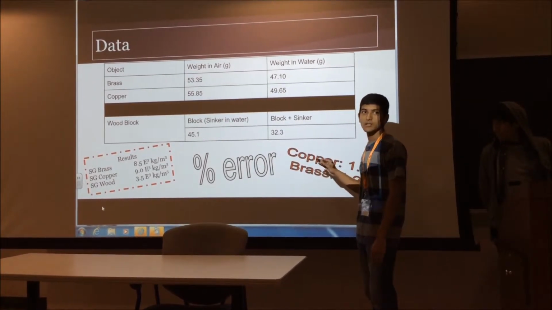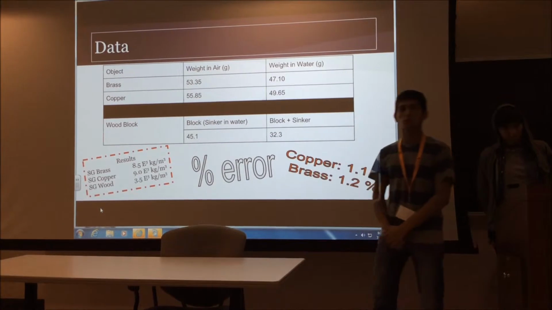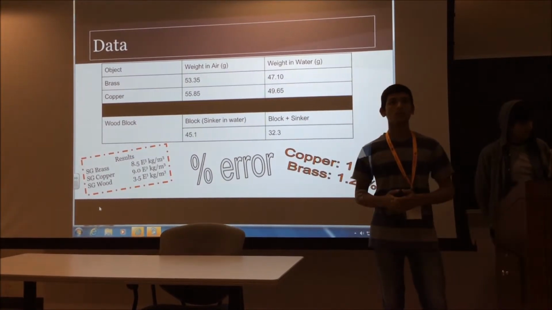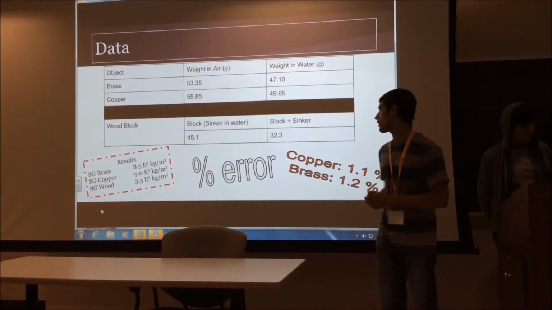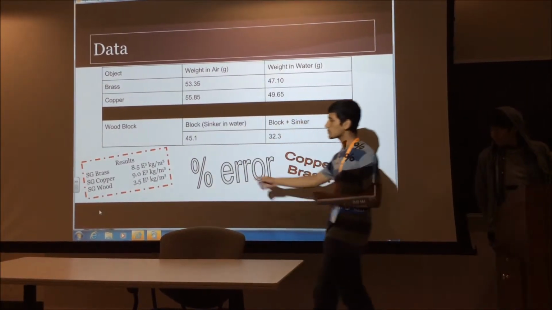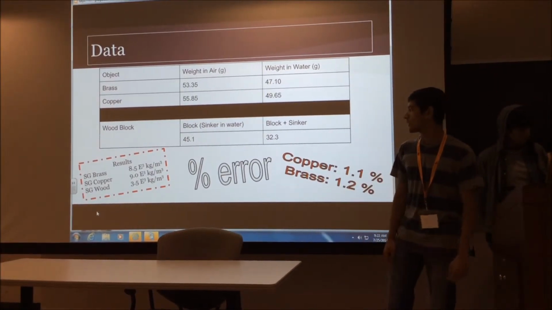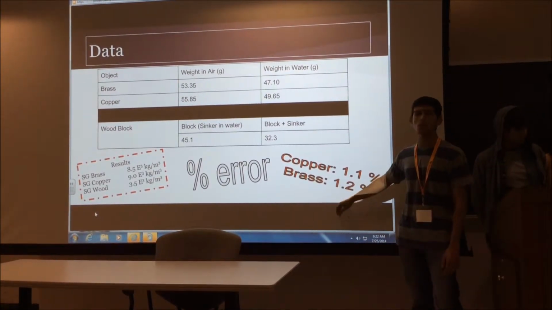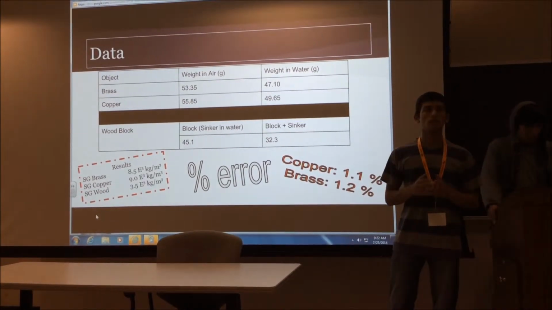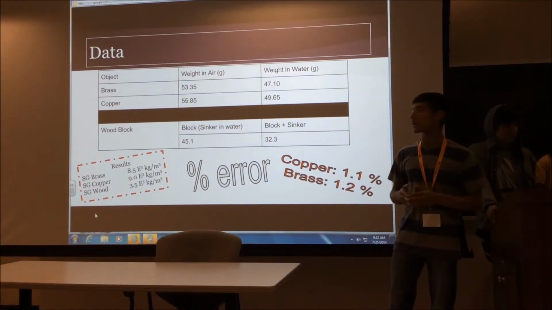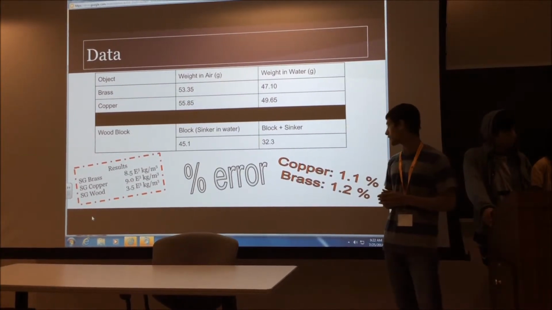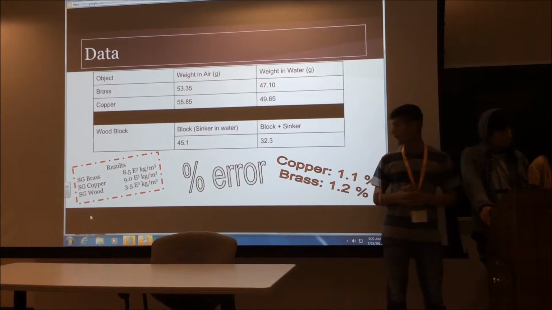After finding the weights, we calculated the specific gravity, which is the density of the object divided by the density of water. And right here are our results, which are the specific gravity of each of the elements. And this is our percent error, which is the margin between the expected value and the value that we got through the experiment. For copper, we got 1.1%, and for brass, we got 1.2%.